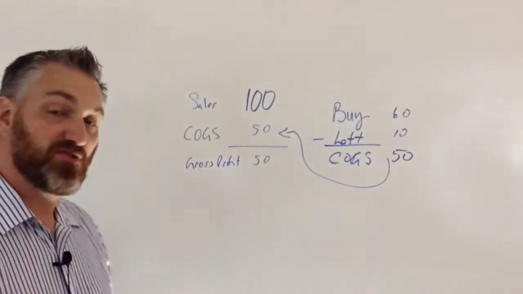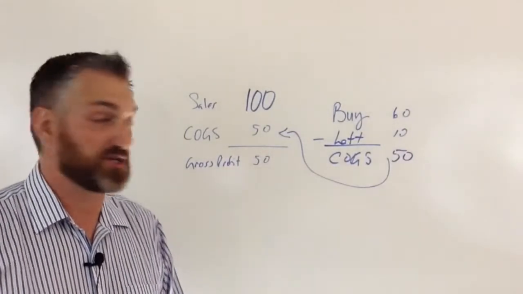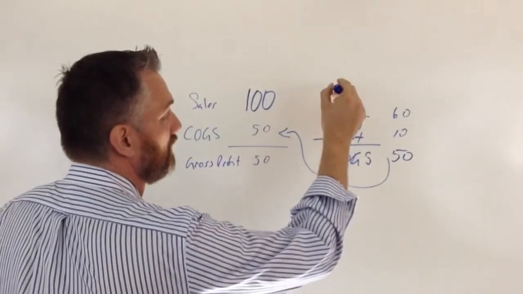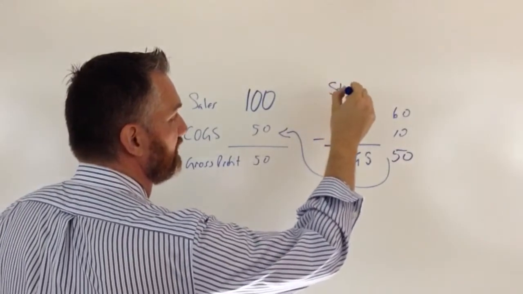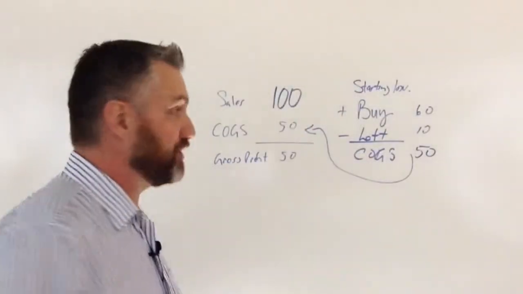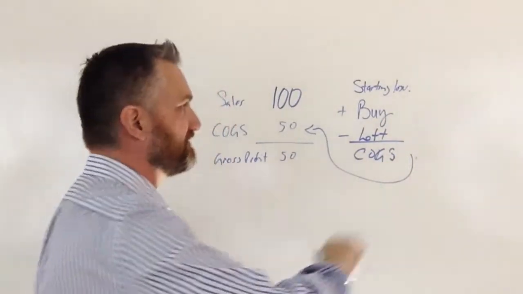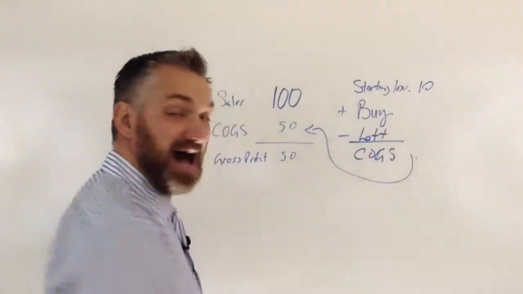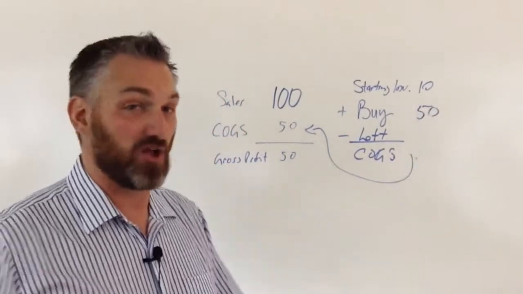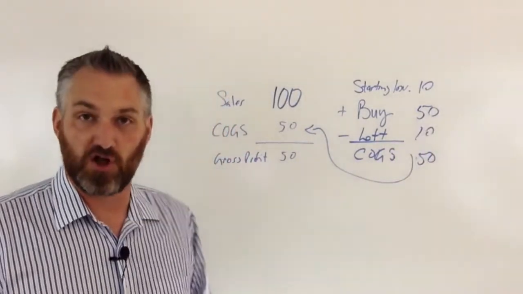But now when we start the second year, our formula for cost of goods sold has to change. We don't just start with what we buy, we have to also add our starting inventory. If in year two, we have a starting inventory of 10, we buy another $50 worth of stuff, and we have $10 left over, we're still going to end up with a $50 cost of goods sold.